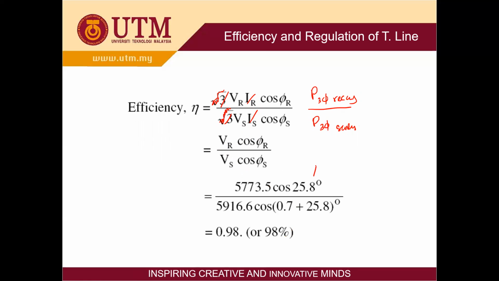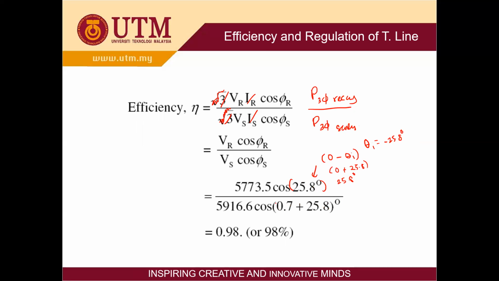Okay, so this one is actually 0 minus theta I, where your theta I is actually negative 25.8. So that's why you have 0 positive 25.8, which is 25.8.